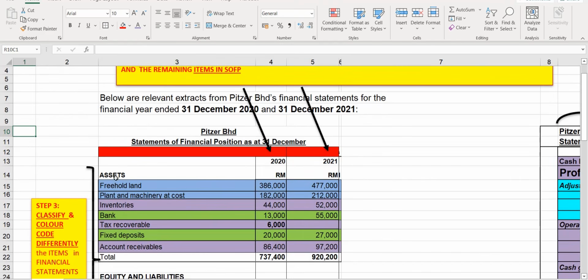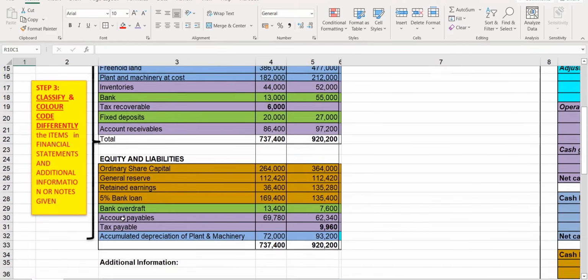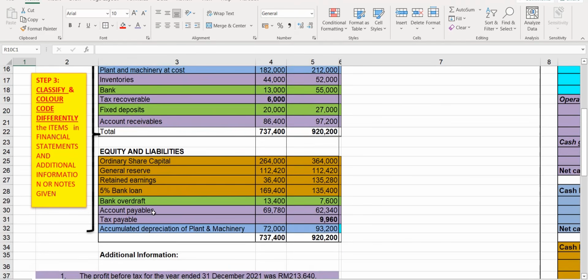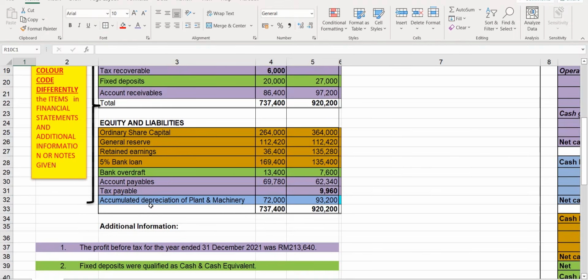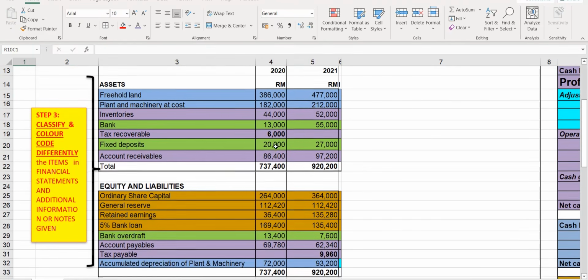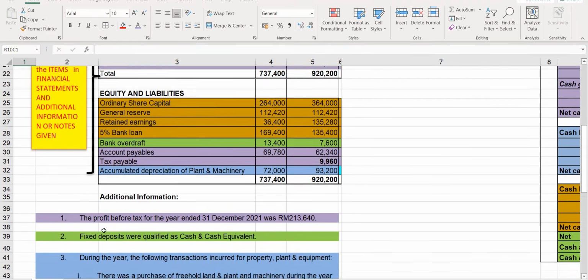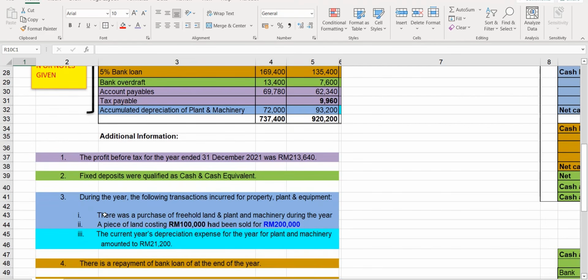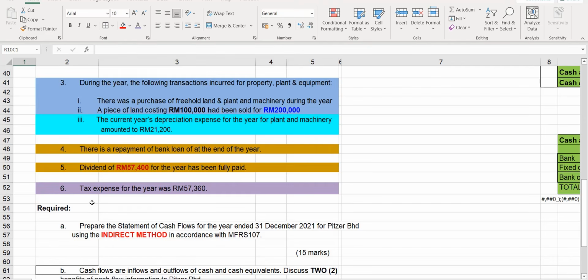So you have the assets, liabilities, equity here, and you can see that I have color coded these lines of information, or the rows in each of the assets and liabilities, according to certain colors that I've used here. So let's see what is in the additional information. These are the additional information. You are given the statement of financial position for 2 years, and there is also another additional information, where I have also color coded the additional information according to the color coding that I decided much earlier.